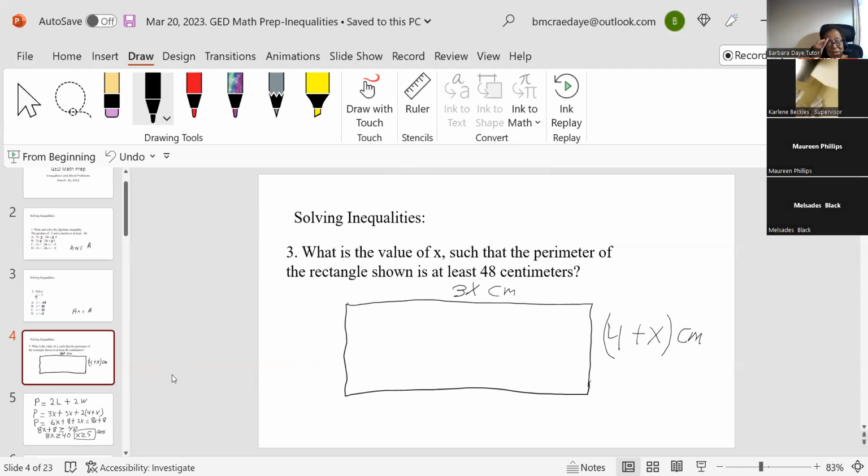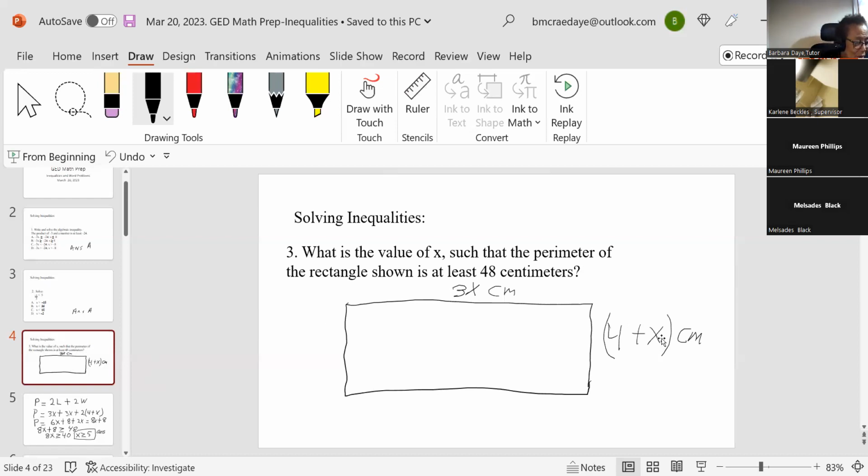Now, how do you find perimeter? By adding the 4 sides. So that's 3x and 4 plus x. That's only 2 sides, you have to add 4 sides. Remember, it's 2 times the length plus 2 times the width. So add each one of these twice: 3x plus 3x, 4 plus x plus 4 plus x.